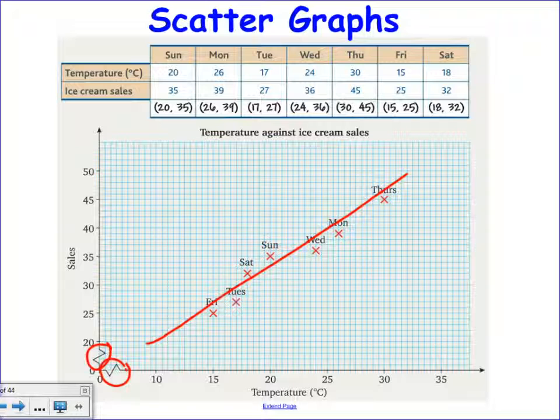What you can then do is say, next week, when I'm getting up in the morning, the weather forecast tells me the temperature is going to be, I don't know, 25 degrees. How many ice creams do I estimate I'm going to sell? So you go to 25 degrees, you go to your line of best fit, you go across and you expect to sell around 43 ice creams. And that's why we do scatter graphs and lines of best fit, because we can use the data we've collected to predict what we're going to sell on particular days.